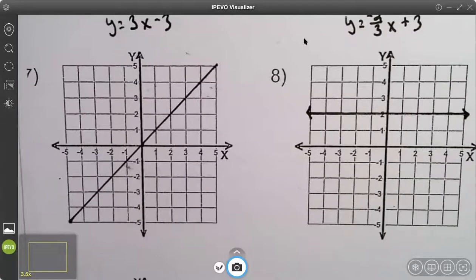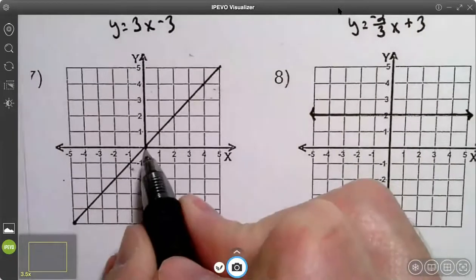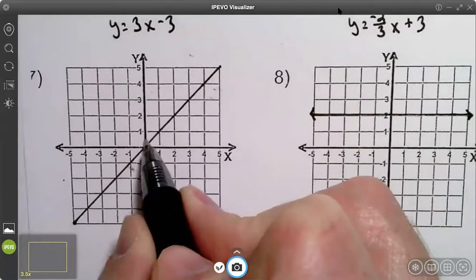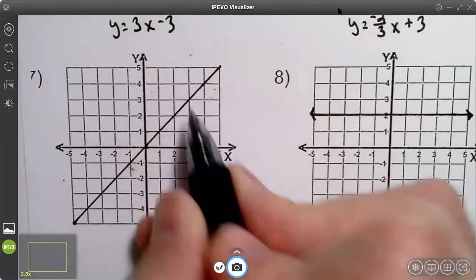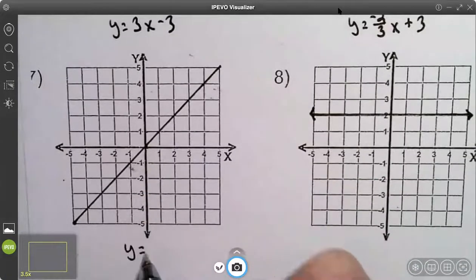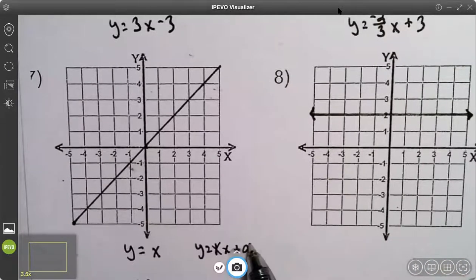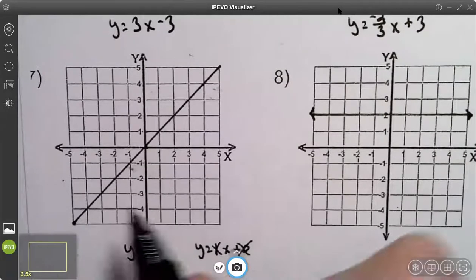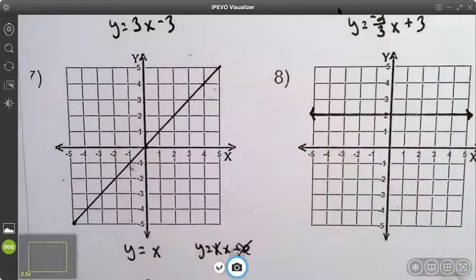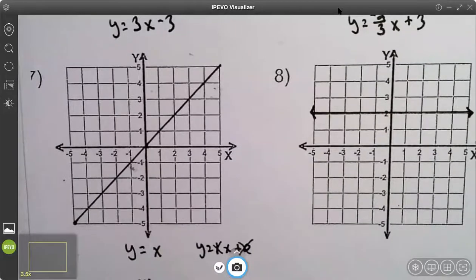Try number 7. Number 7 has a y-intercept of 0 and a slope of 1. Rise 1, run 1, rise 1, run 1. We don't write 1x because the 1's understood. We don't write plus 0 because the 0 is understood. So we would not write y equals 1x plus 0, not simplest form. That's understood and that's understood. So this equation is y equals x.